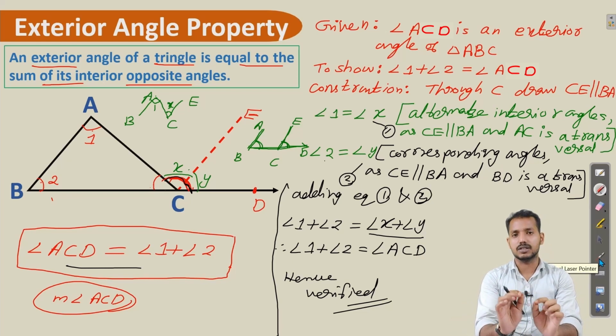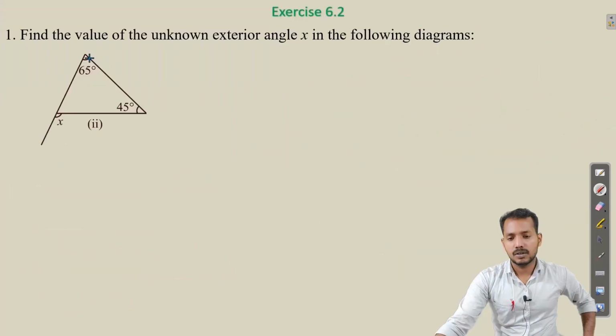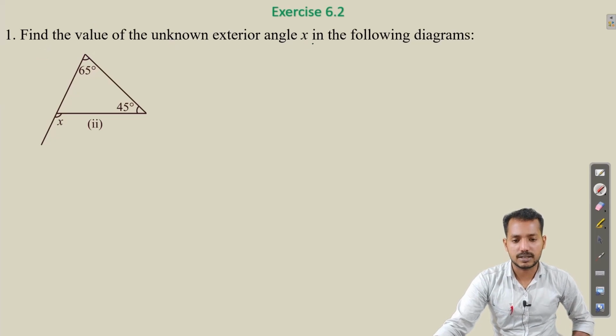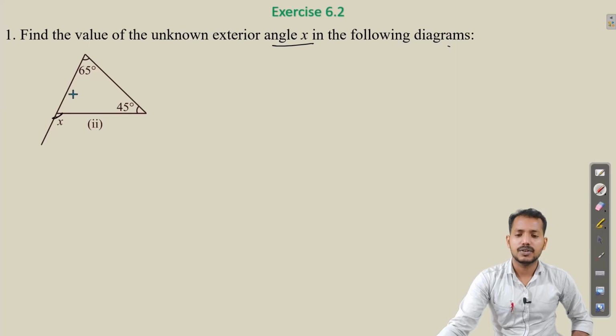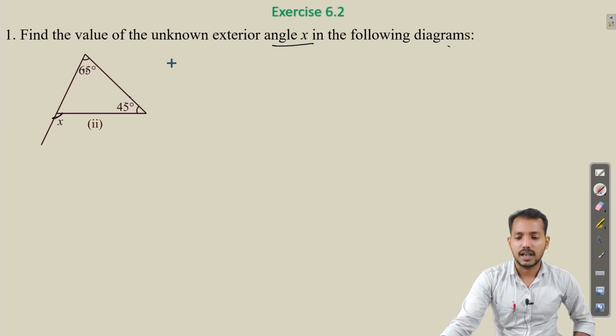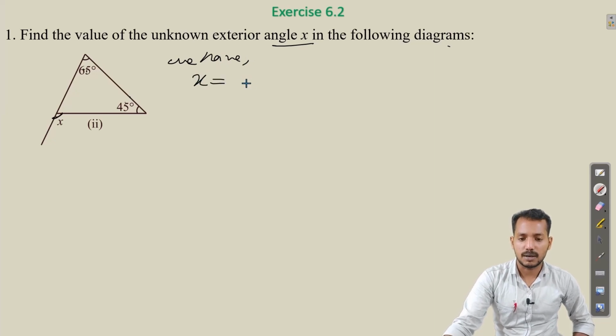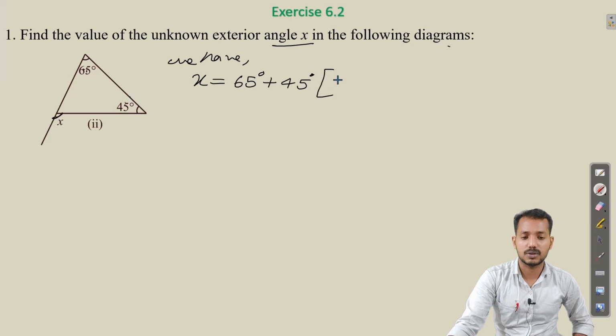Let's discuss some questions from exercise 6.2. First question: find the value of the unknown exterior angle x in the following diagram. X is the exterior angle. We can easily find it because the other two opposite interior angles are given. So x is equal to the sum of the opposite interior angles. That is the property we have discussed. The property used here is the exterior angle property.